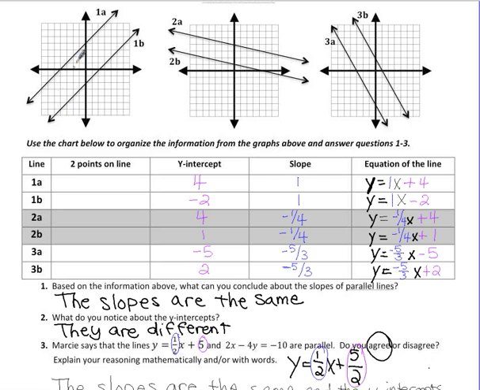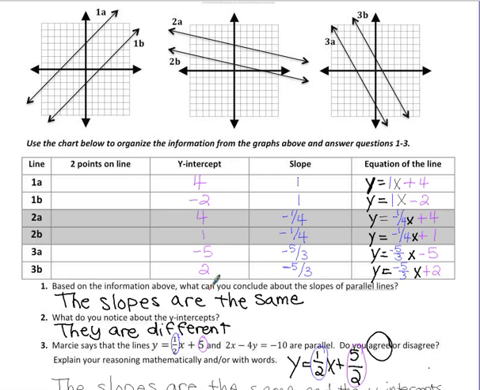You could have picked any 2 points along these lines, so I did not fill out that one, but you should have gotten these as your y-intercepts, these as your slopes. Then we put it in y equals mx plus b. Based on the information, you should have learned that the slopes are the same. What do you notice about the y-intercepts? They must be different, or you're talking about the same line.